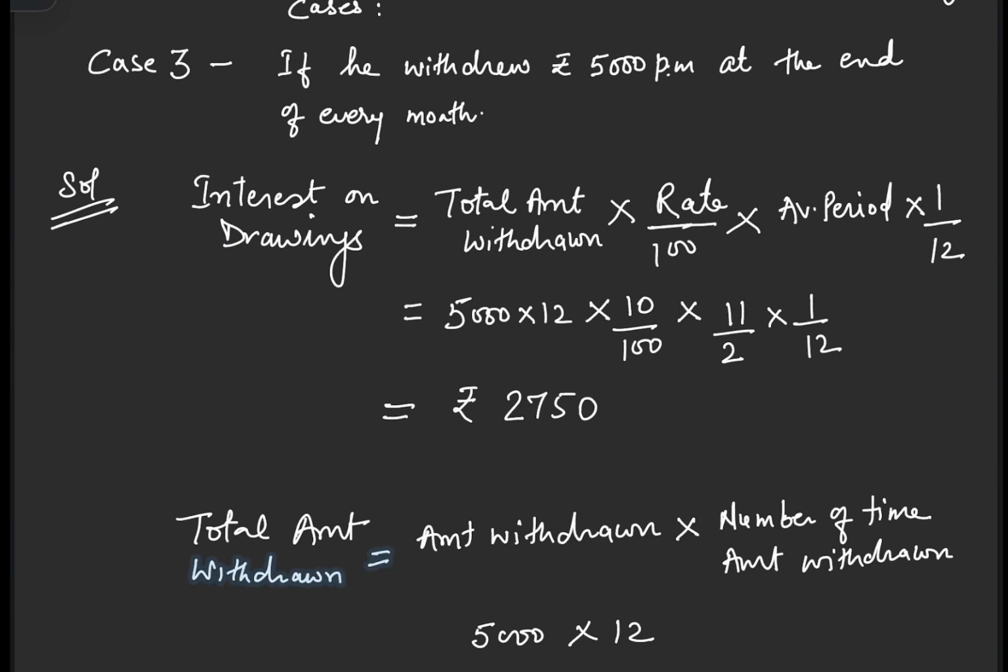So in all these three cases we have noticed that the amount withdrawn is to be calculated by multiplying it 12 times, and the average period was changing on the basis of whether the amount is withdrawn at the beginning, at the end, or in the middle of each month.